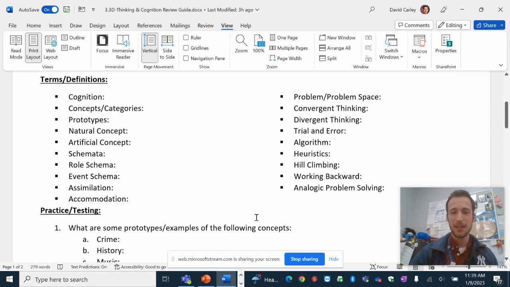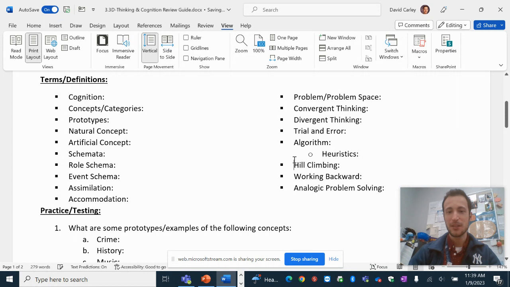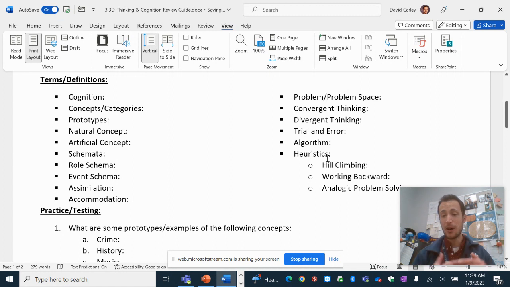The big thing I will say is that heuristics represents a category. When we talk about problem solving, the way it should look is you have trial and error, algorithm, and then heuristics. Under heuristics, you would have hill climbing, working backward, analogic problem solving. Heuristics are things that your brain automatically wants to go to. So when you have a problem to solve, you will try to do it that way.